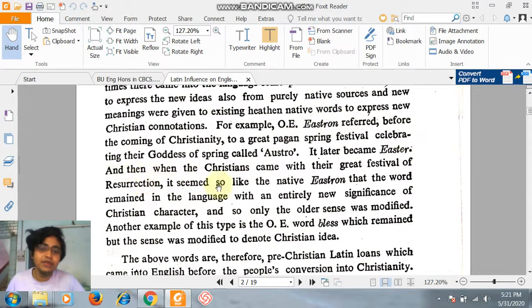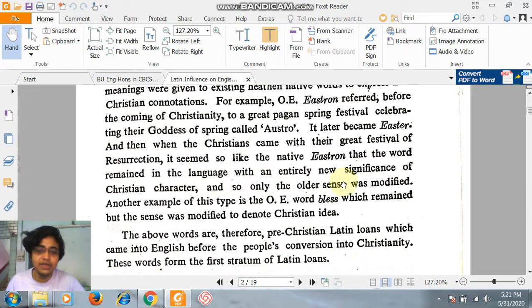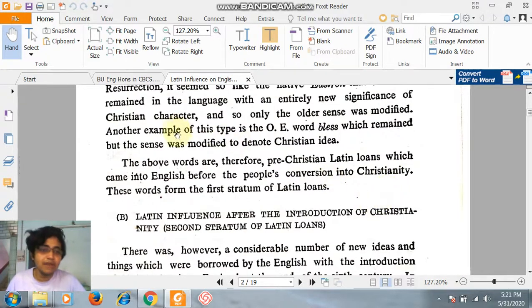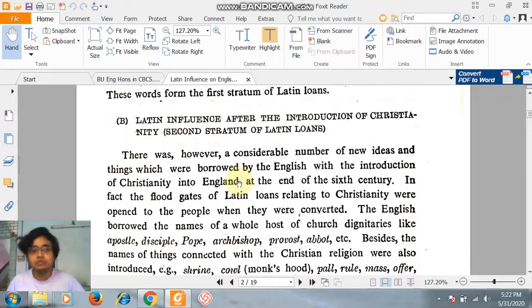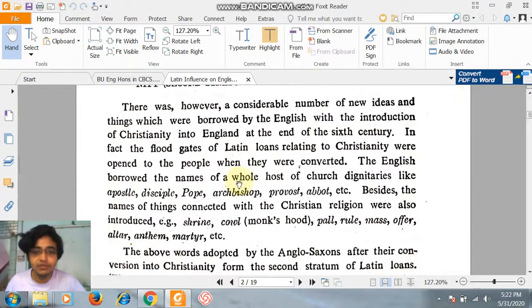Easter. And then when the Christians came with their great festival of resurrection, it seemed so like the native Easter that the word remained in the language with an entirely new significance of Christian character. So this pagan word got a Christian tint, and only the older sense was modified. Another example of this type is the Old English word bless, which remained but the sense was modified to denote the Christian idea. So let us begin with the Latin influence after the introduction of Christianity.